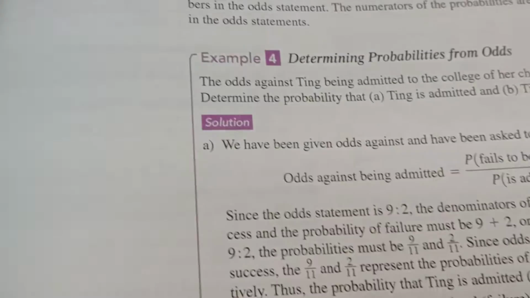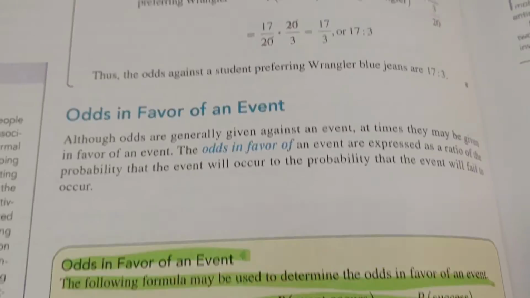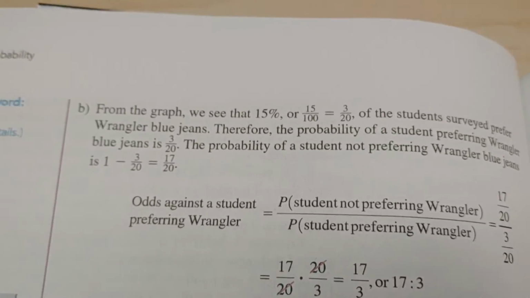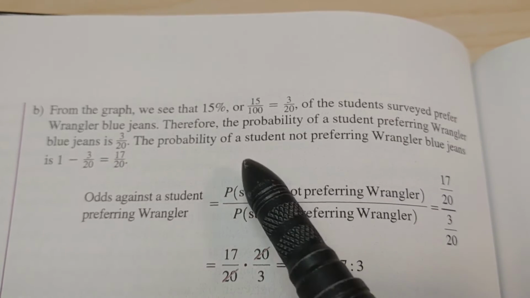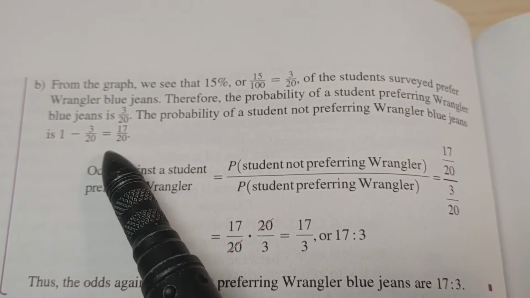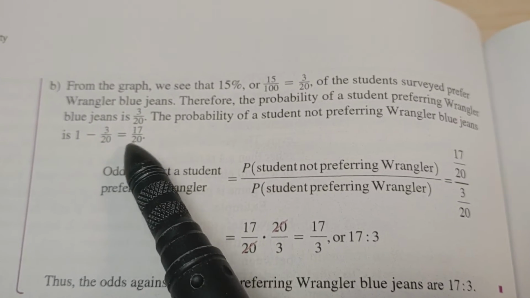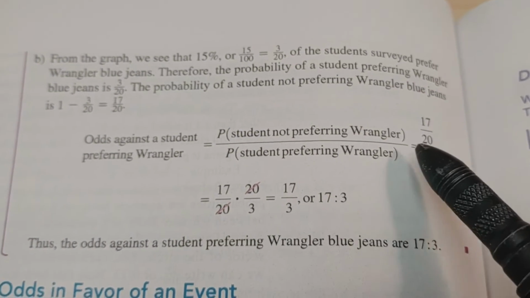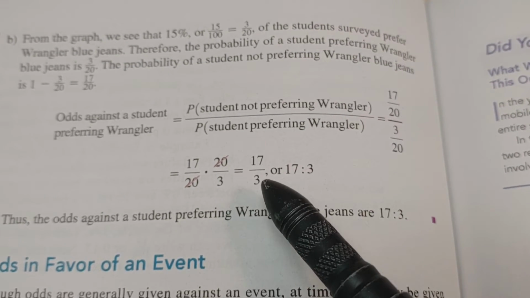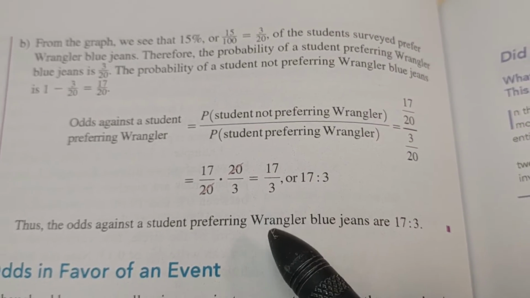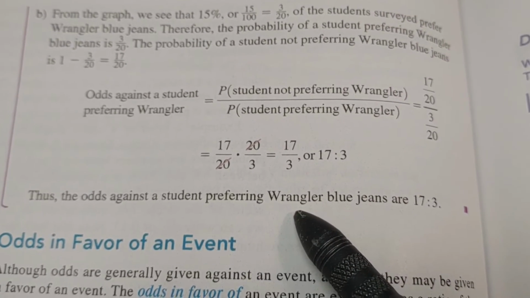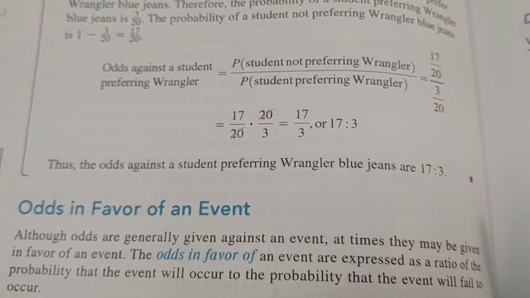Part B was if they preferred Wrangler jeans, so we go through the same process. Wrangler was 15 over 100, so it's 3 over 20. We subtract the 3 over 20 from 1, we get 17 over 20. So we have 17 over 20 divided by 3 over 20, which gives us 17 to 3. So the odds against the student preferring Wrangler are 17 to 3.